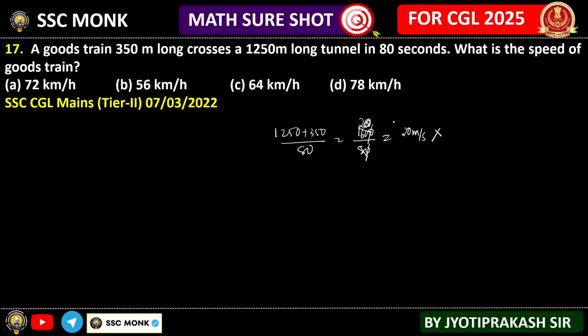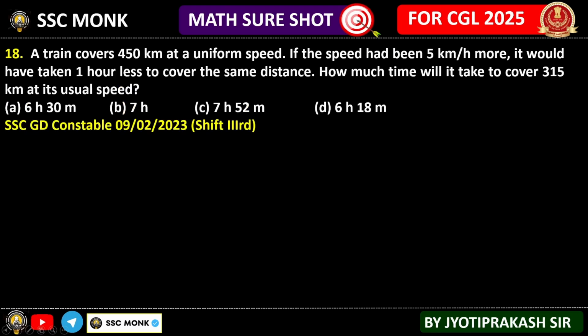I need to convert it into kilometer per hour. So it will be multiplied by 18 by 5. 5 4s are 20, 18 into 4 is equal to 72 km per hour. That is option A. Next, a train covers 450 km at a uniform speed.